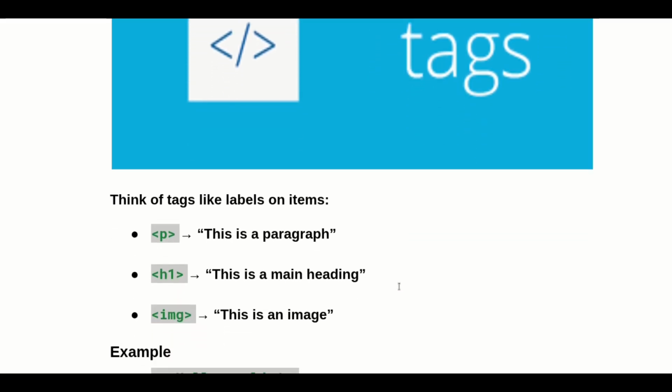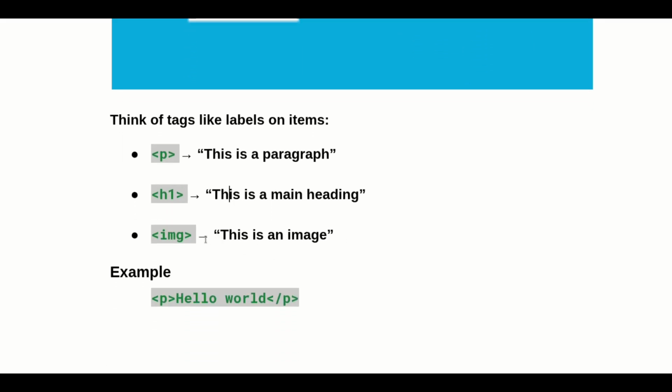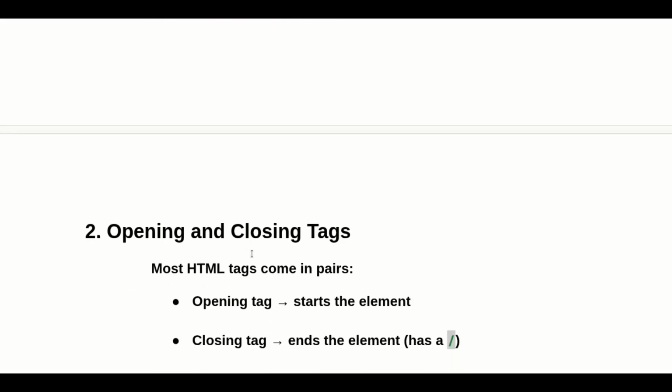Think of tags like labels on items. We have a p tag, which tells the browser that this is a paragraph, and an h1 tells the browser that it's the main heading. An img tag tells the browser that this is an image. An example of a tag has this structure over here, where we have a tag on the left side and a tag on the right side. In the middle we have the text that is represented inside the paragraph as shown above.